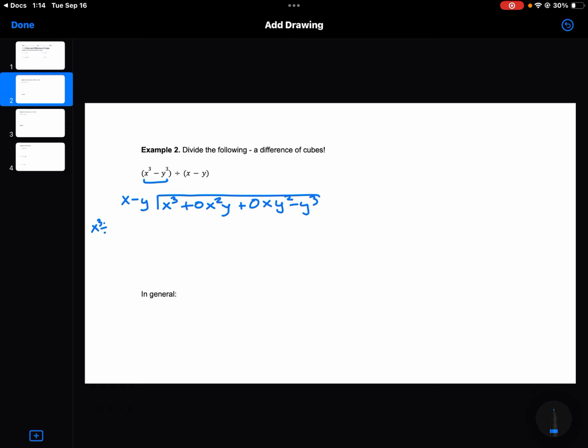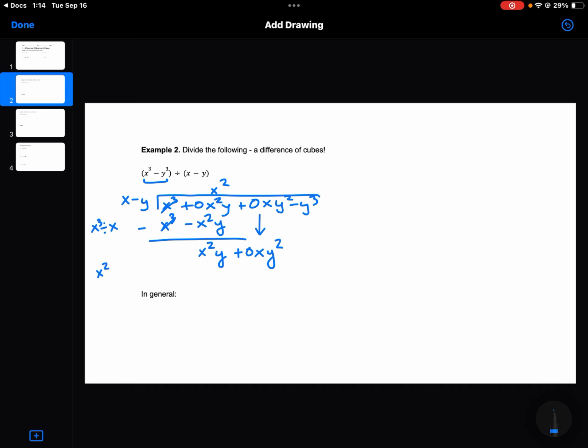So I've got x cubed divided by x, which is x squared, and then I'm going to multiply back through. X squared times x is x cubed. X squared times minus y is going to be minus x squared y. And then I'm going to subtract. These ones cancel out. And then I'm going to continue on here. So I'm subtracting, really I'm adding that x squared y term. And then I'm going to bring down the next one. So I've got 0x y squared.